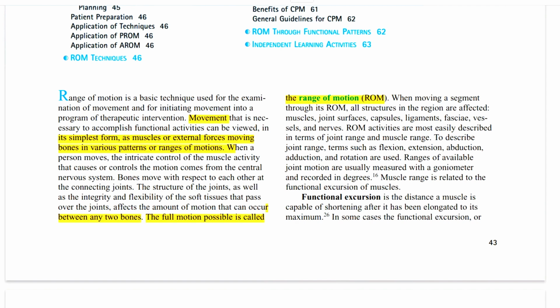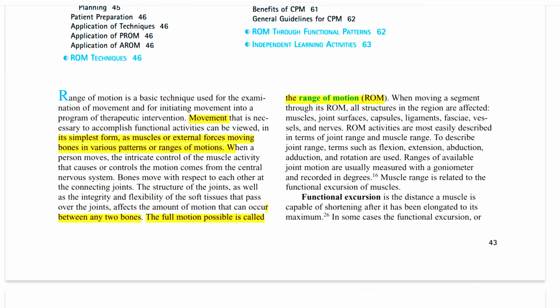Sorry, elbow extension. First, you can put your arm in complete elbow extension, that is 0 degrees, as we have no elbow flexion. Complete 0 degrees. After that, you can perform elbow flexion. When you perform the elbow flexion, the muscle completes a certain distance. That is basically the functional excursion.